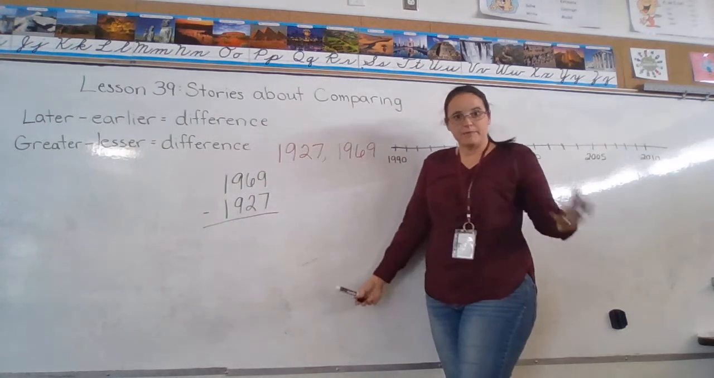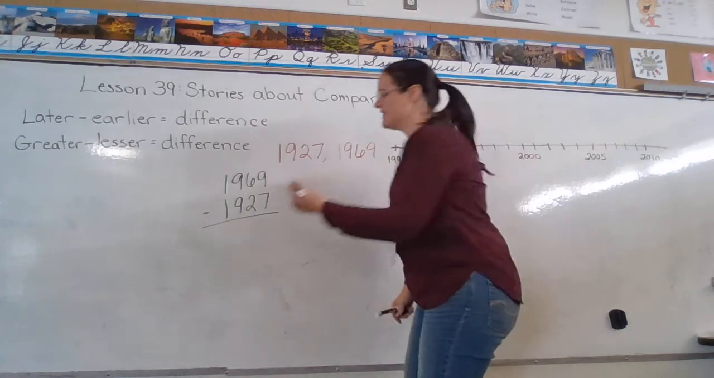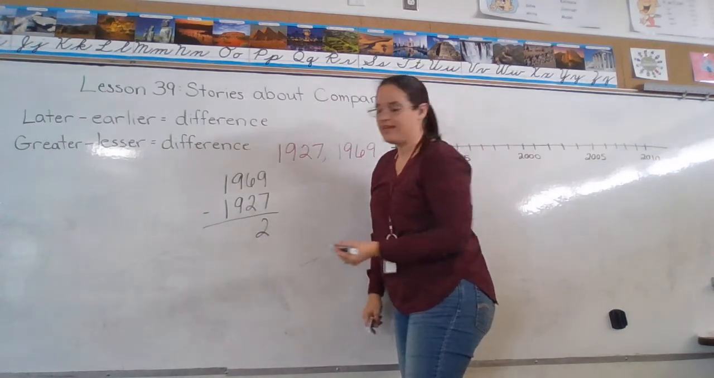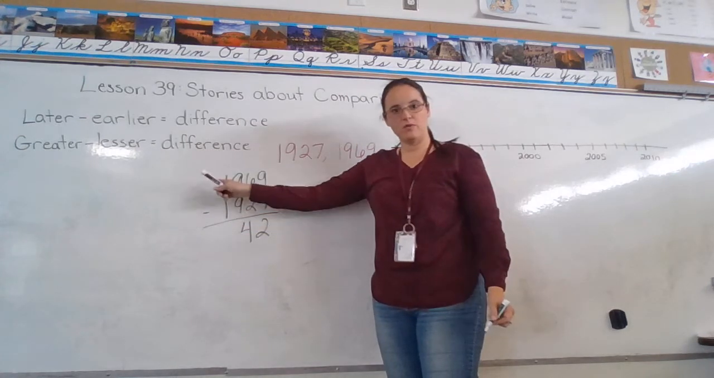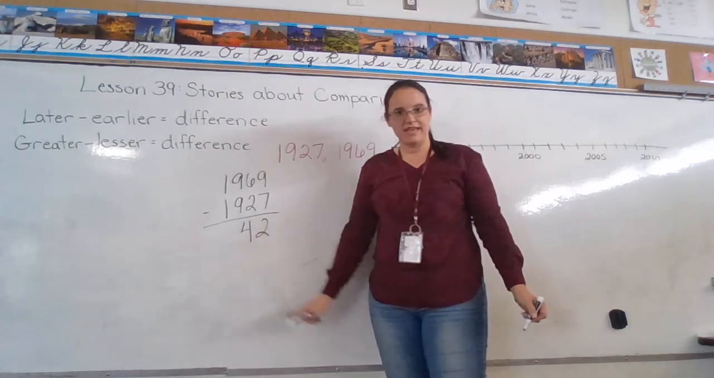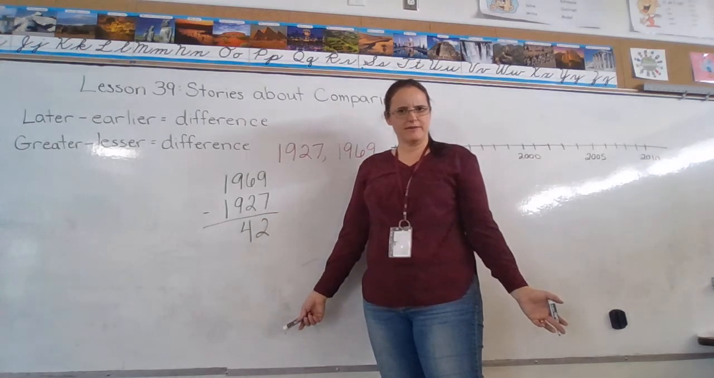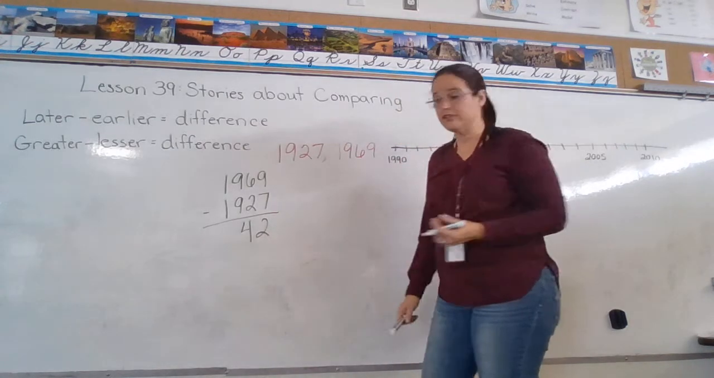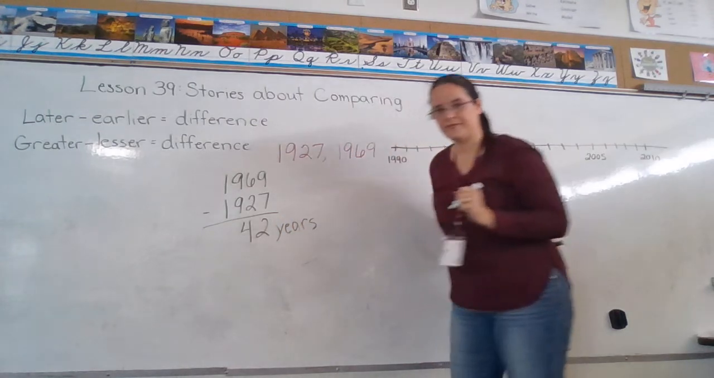And once we set that up, we know how to subtract. 9 minus 7, that gives me 2. 6 minus 2 gives me 4. 9 minus 9 is 0, and 1 minus 1 is 0. I don't have to fill those two zeros in. I can see that my answer is 42. Well, 42 what? What are we talking about here? It's passage of time, and we're talking about years. So 42 years is what I would write on my paper.